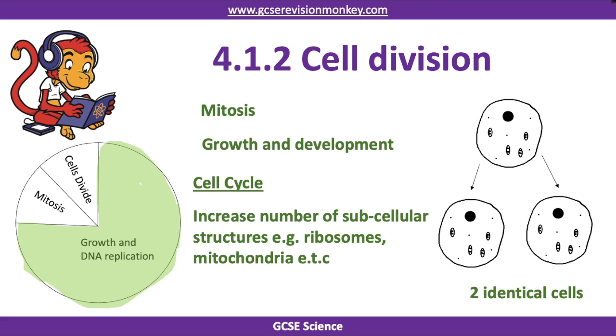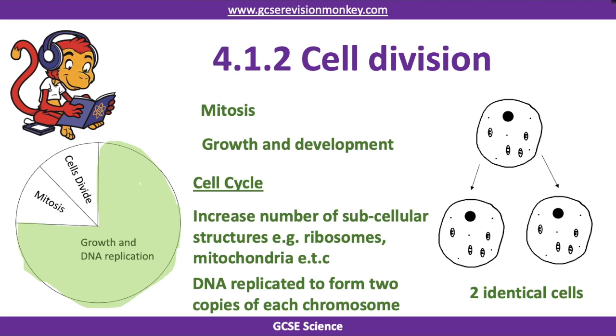Also, as part of this process, we have DNA replication, whereby the DNA is replicated to form 2 copies of each chromosome. So in the nucleus of the human body cell, there'll be 23 pairs of chromosomes. So pair 1, pair 2, all the way down to 23. And then these chromosomes double up, so they look a little bit like this.